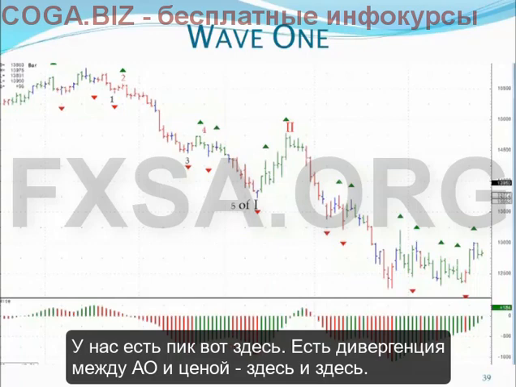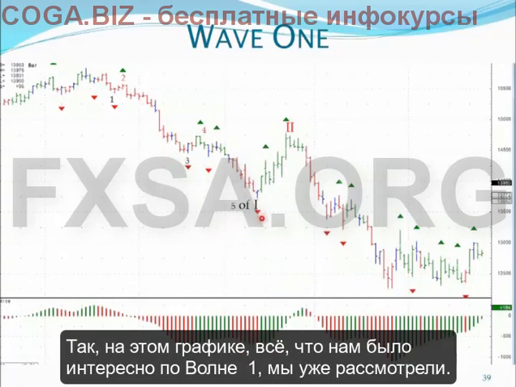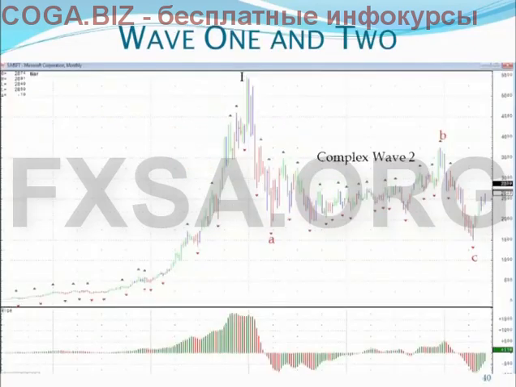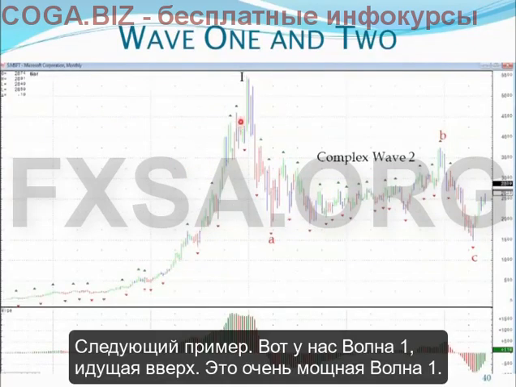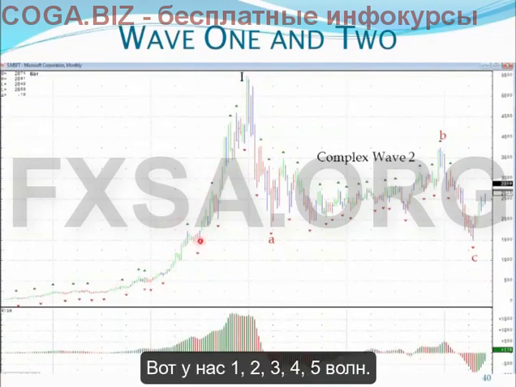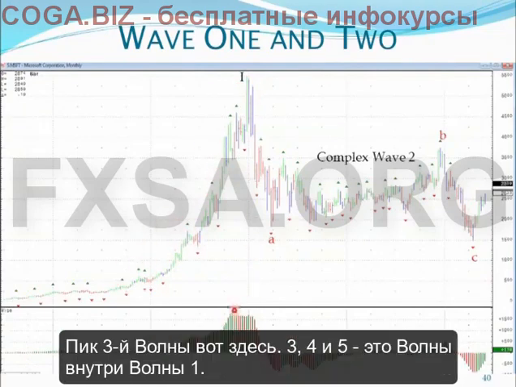We have divergence between here and here. And so on that chart, that's all we're concerned with right now, wave 1. Our next example here, we have a wave 1 coming up. Very strong wave 1. We have 1, 2, 3, 4, 5 waves. Our third peak is in here, so 3, 4, and 5 of wave 1.